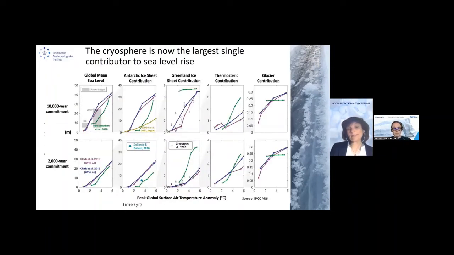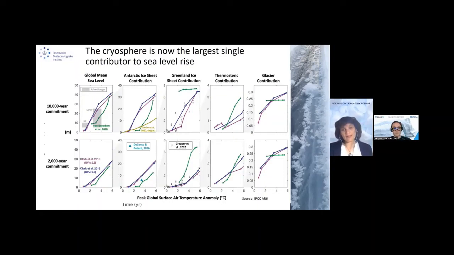If you look over a longer time scale, this is from the IPCC 6 assessment report, you can see the 2,000-year commitment and 10,000-year commitment. Now, 2,000 years is a very long time in the future, but it's probably worth pointing out that many European and Asian cities have parts of the city that can actually date back 2,000 years. It's not unimaginably distant, so it's important to think about how we plan for this. And what you can see here, where these y-axes are in meters, is that the Antarctic ice sheet contribution really starts to outpace the Greenland ice sheet contribution on those kinds of timescales.